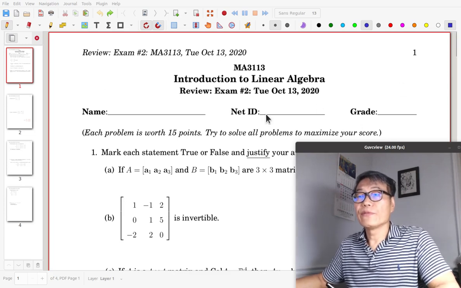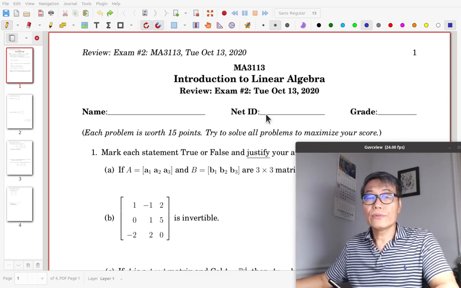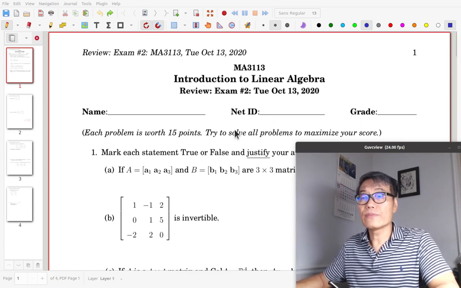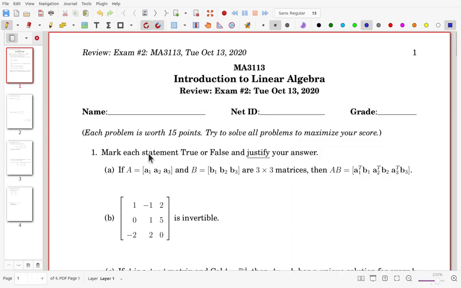It is a review for exam number 2. We'll try to solve a set of old exam problems. Number 1, mark each statement true or false and justify your answer.